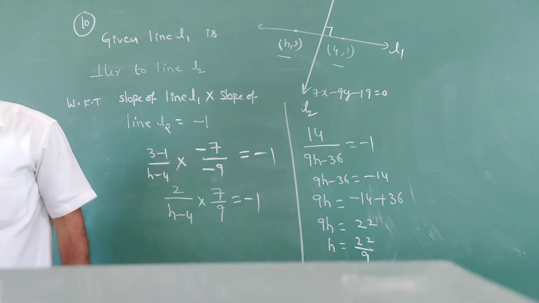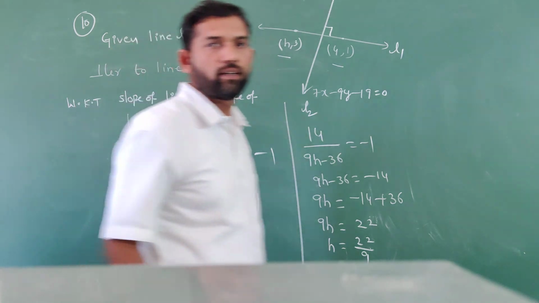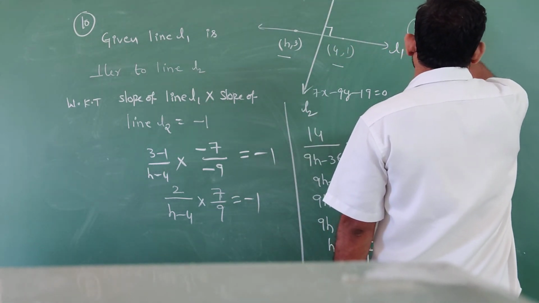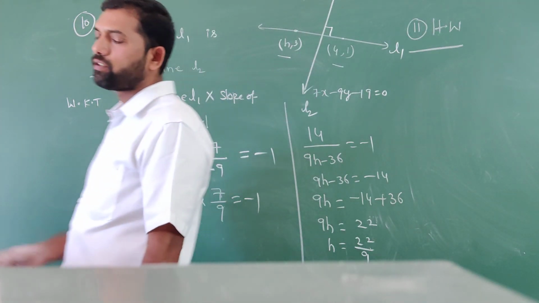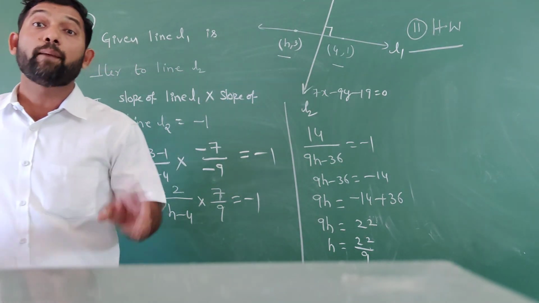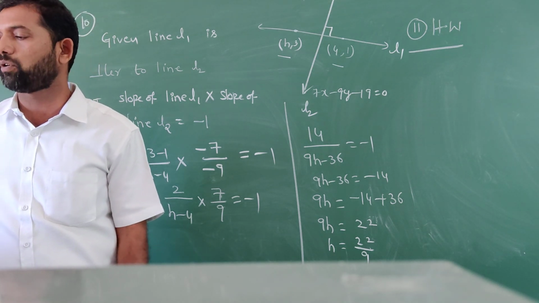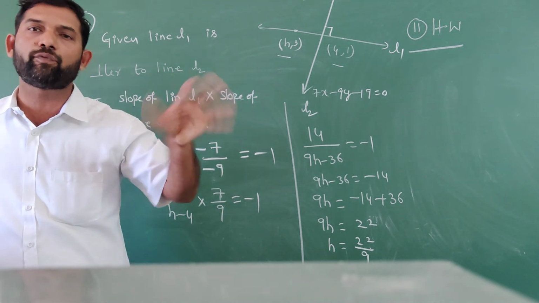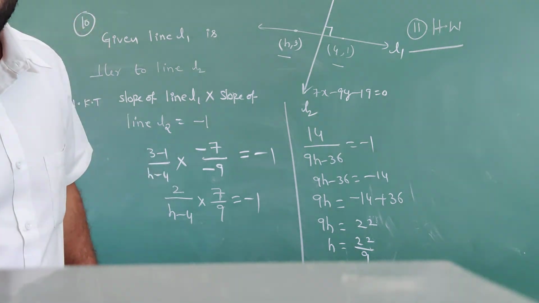Now the 11th question is a very easy question, you have to solve it as homework. The line is already passing through the point x1 comma y1. You are going to simplify the parallel line equation. In that given line you have to apply the slope point form and you will get the solution. So it is a very simple question, you have to try that one.